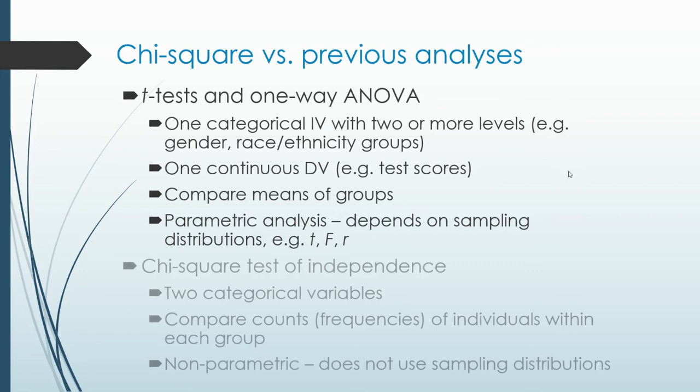However, with chi-square, you've got two categorical variables instead of one, and no real dependent variable that's continuous. And what we're doing is we're comparing counts within these groups or frequencies of the individuals within those groups. And this is considered to be a non-parametric analysis because it doesn't use sampling distributions like we saw with our previous types of analyses covered in this course.